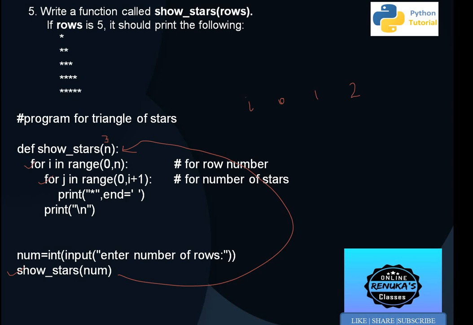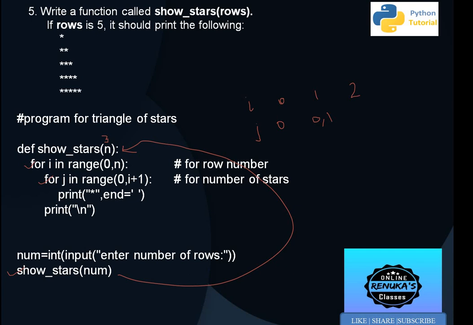But for j, first the range will be 0 to 1. So for j the value will be 0 and it will print 1 star. Then going up, i will be 1, and j is having values 0 and 1. When i is 1, j will range from 0 to 2. So j is having values 0 and 1. So 2 times it will print the star and come to the next line.